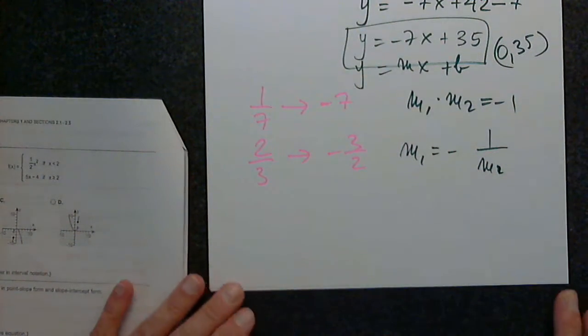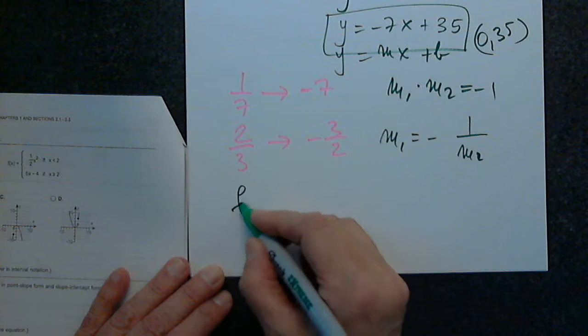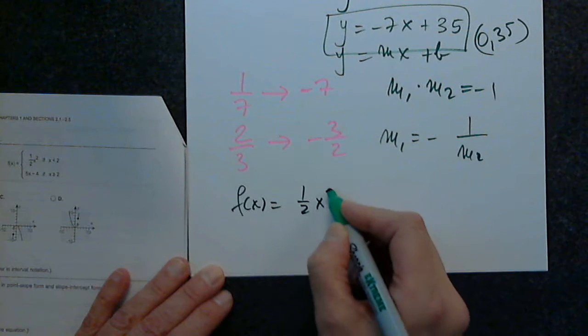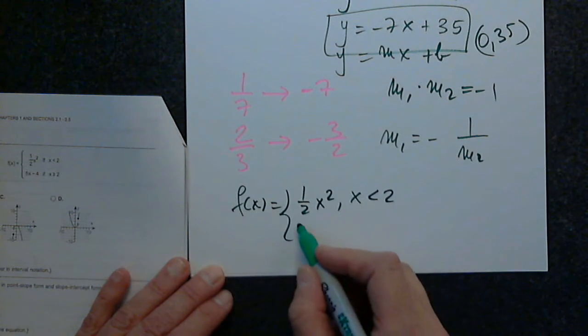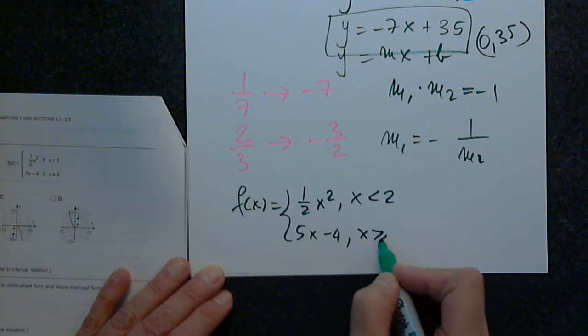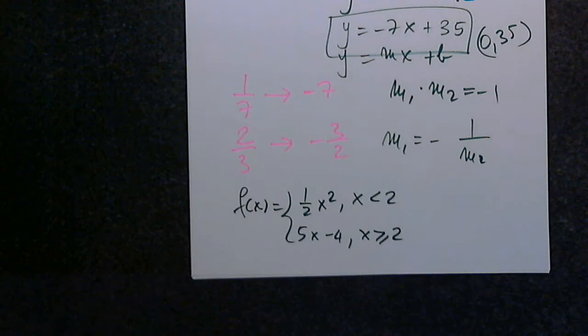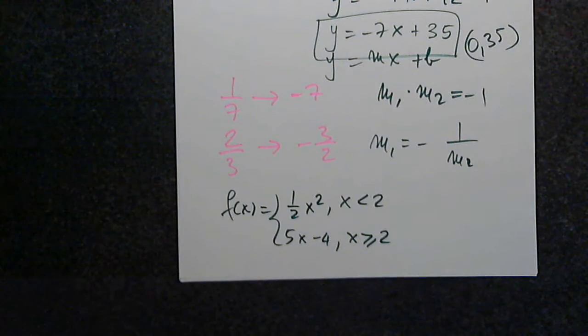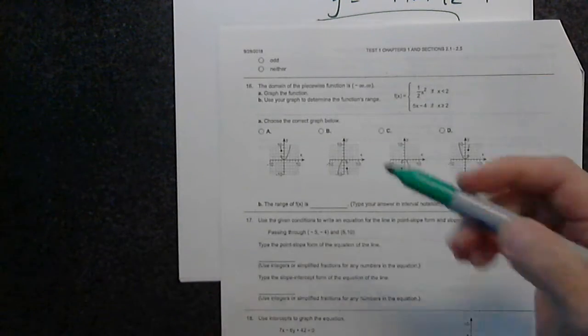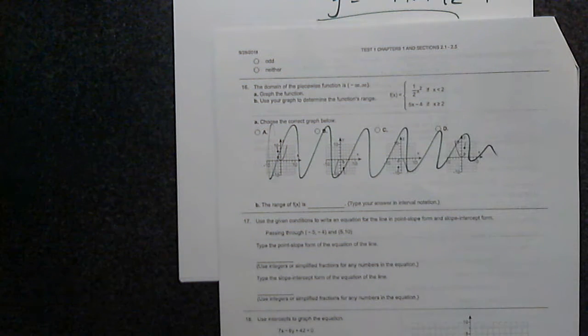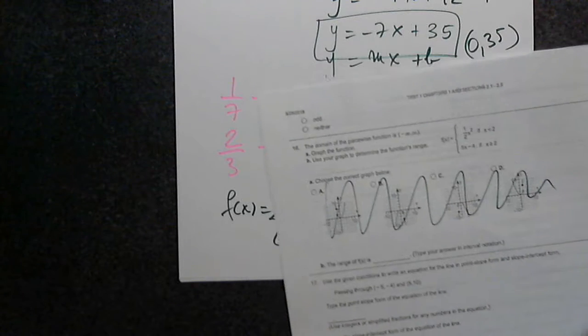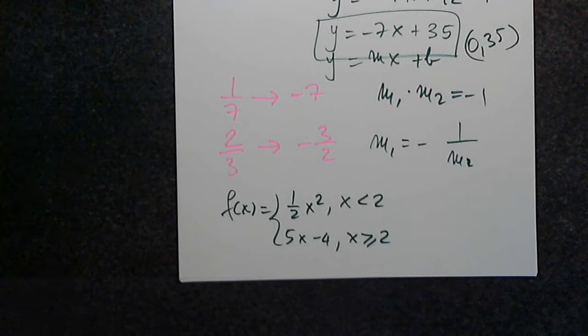In number 16, we're given a piecewise defined function, which is f of x equals 1/2 x squared for x less than 2, and 5x minus 4 for x greater than or equal to 2. So remember, we are repeating exactly what we have done in the past. You're not going to get something like this. You're not going to have to choose from anything. It's not a pick and choose type of test. So you're going to have to show all your work.